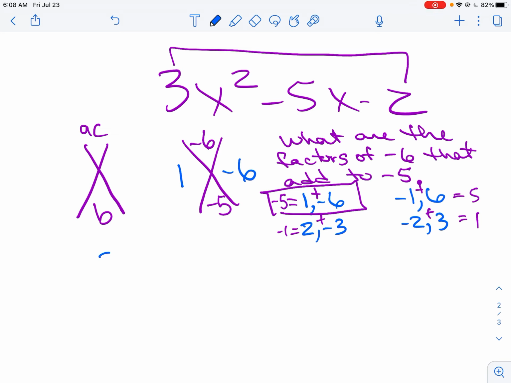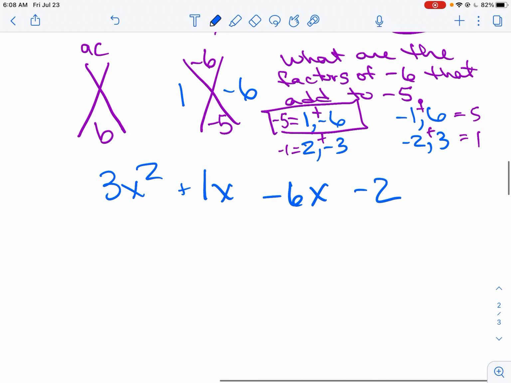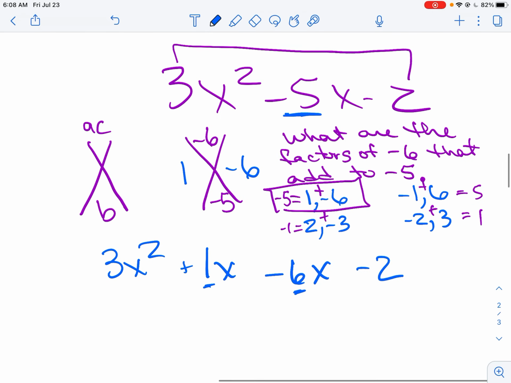So again, I write down the first term as is and the last term as is. I didn't change the first term or the last term. It's the middle term that I am changing. So for you guys right now, I'm going to write the 1, but normally you don't write that 1 in front of the x. But just for right now, so you can see that the 1 is right here, the -6 is right here. They add together and they would get this -5.